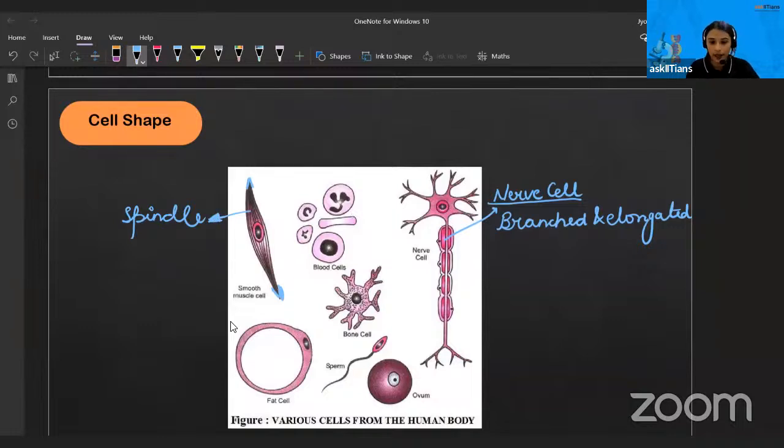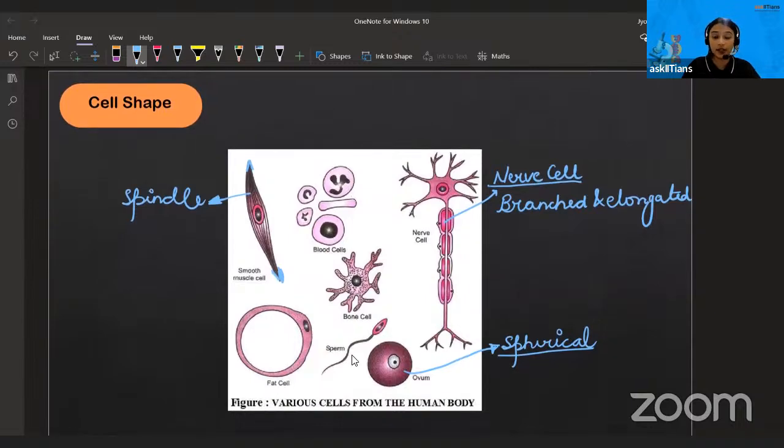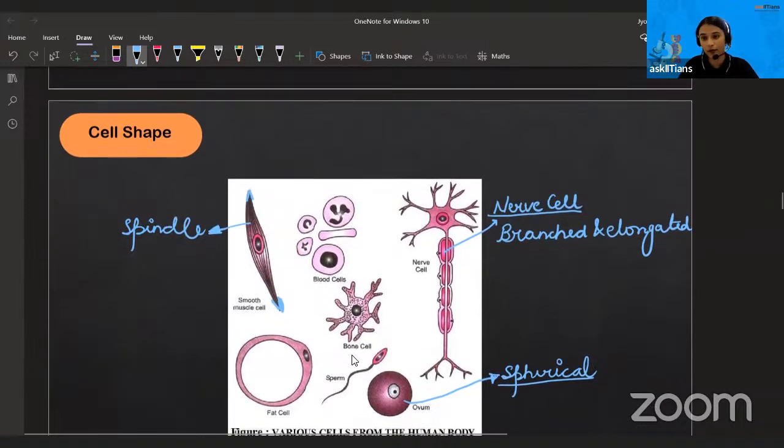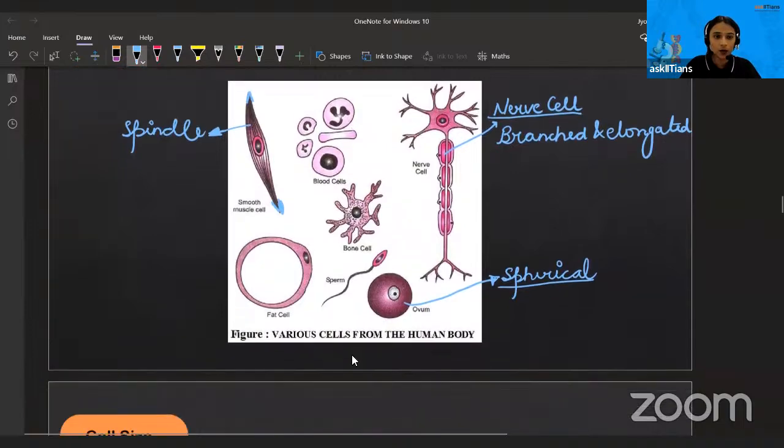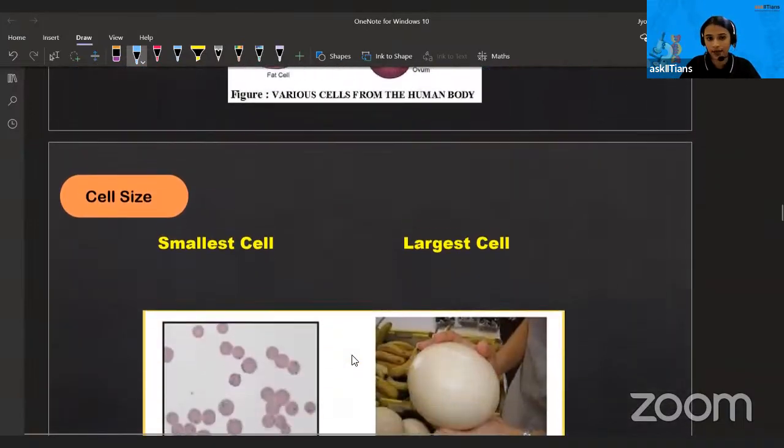Here you can see this is the ovum or female gamete. This is spherical in shape. So now you can see that even in a single human organism, different types of cell shapes are present. So now moving on to the next, that is cell size.